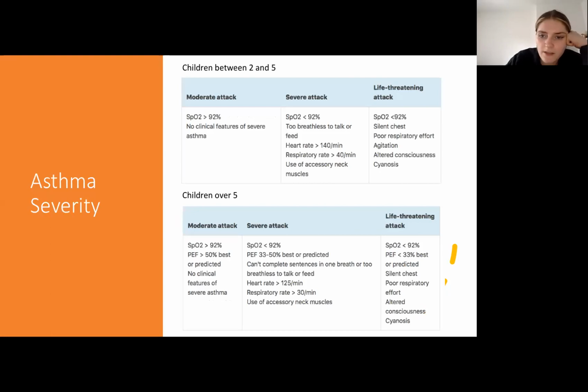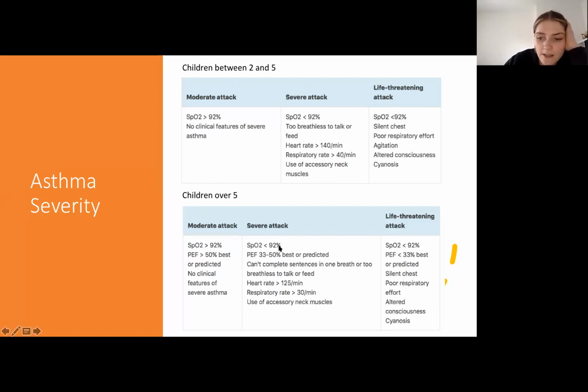In terms of the severity, it varies based on whether they're between the ages of 2 and 5. It's very uncommon to get asthma in a child of that age, though. Usually you wouldn't diagnose a child with asthma until they were over the age of 5. So this is probably more relevant to viral-induced wheeze. But in children over 5, SATs over 92 is a moderate attack, and their peak flow is greater than 50. No features of severe. You don't really need to know anything about moderate, apart from the fact that it's greater than 50.